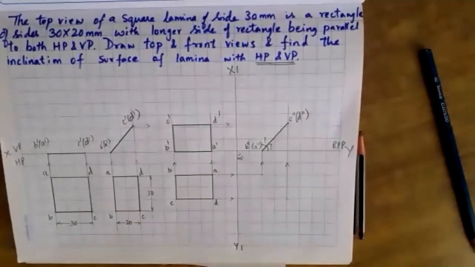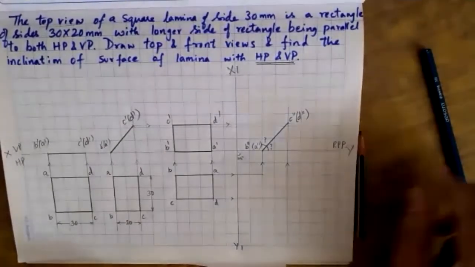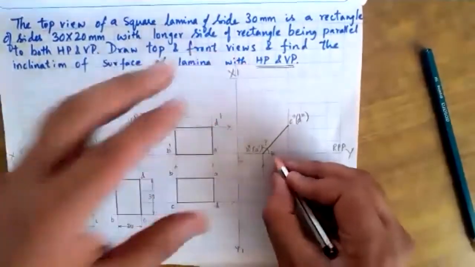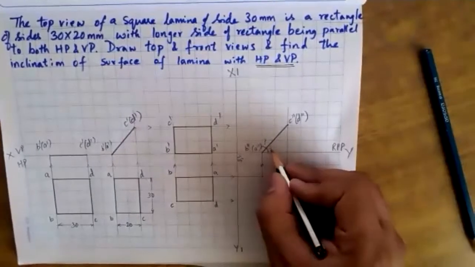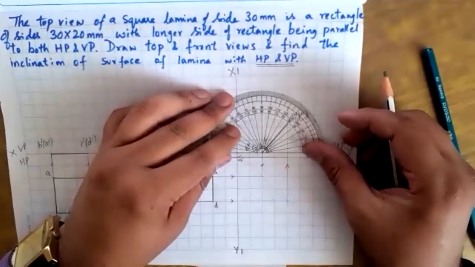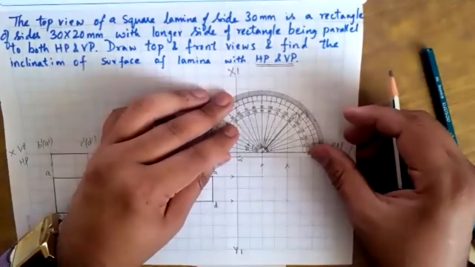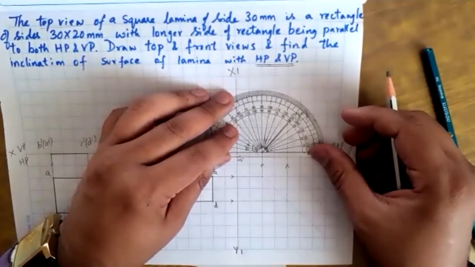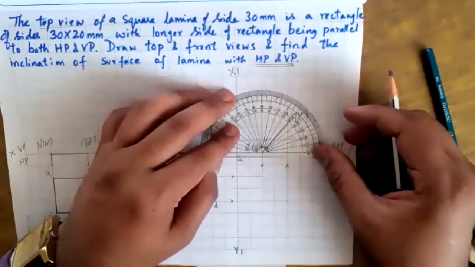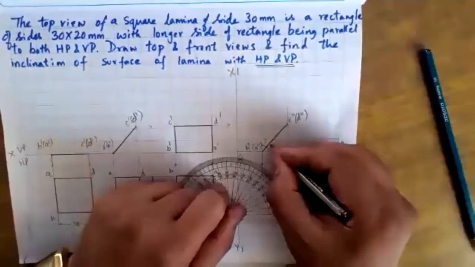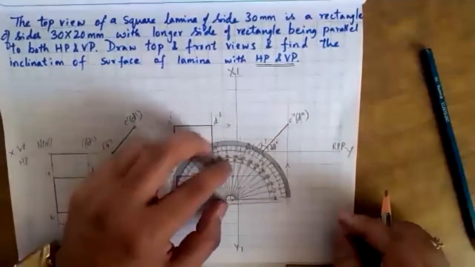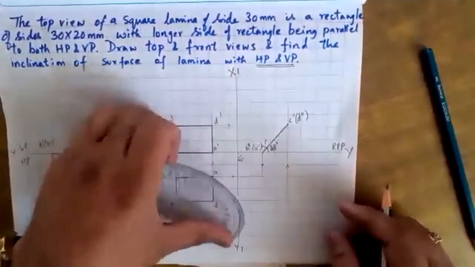Yes, sir. 48. 49, sir. Inclination to HP, how much? Inclination to HP. 49, sir. Okay, 49. I'll consider 48 degrees. Next, inclination to VP.